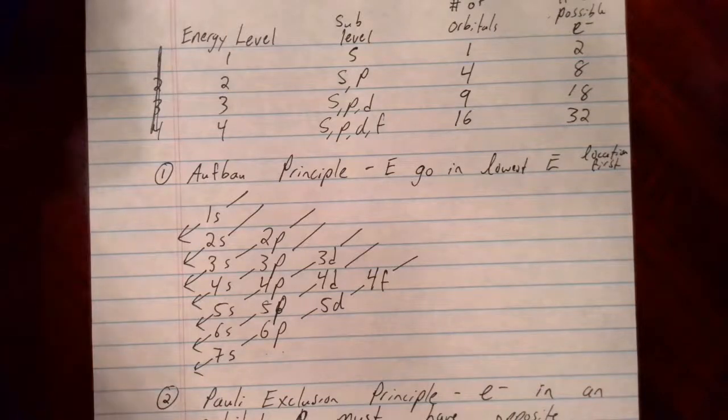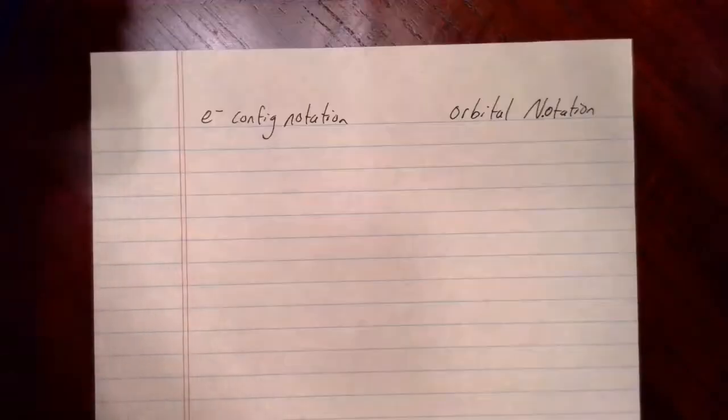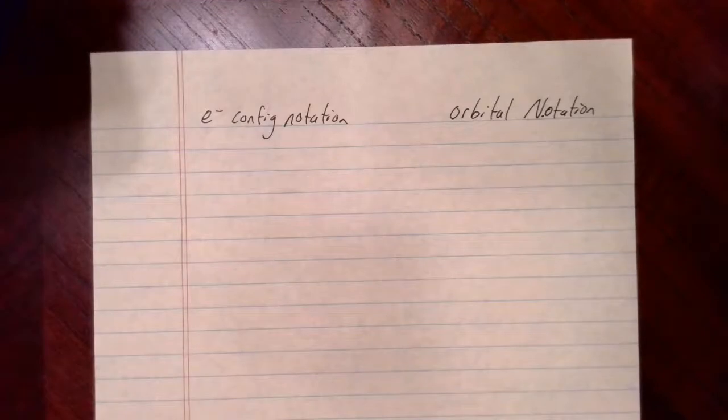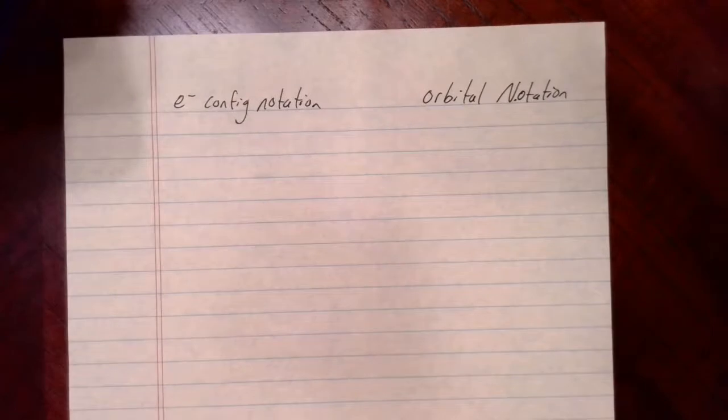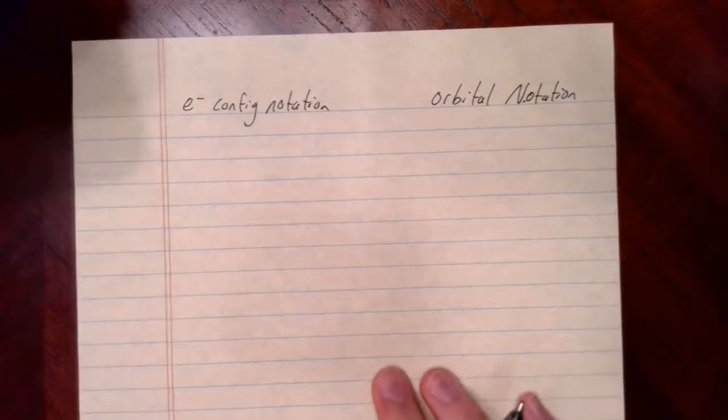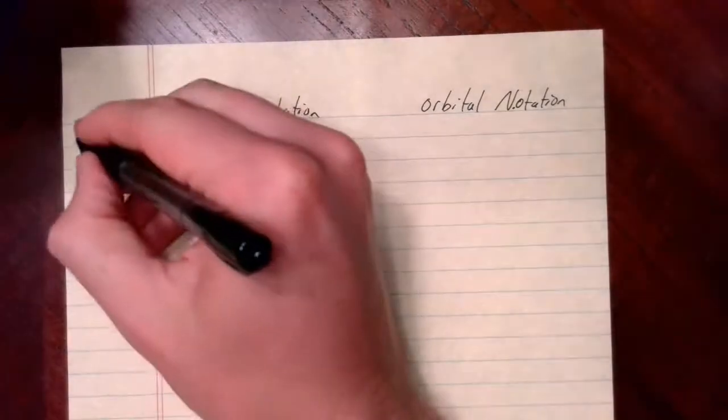Now we need to try and use these rules to write the electron configurations for some atoms. There are 2 basic ways that we show the electrons in an atom: the electron configuration notation and the orbital notation. We also have the noble gas configuration, which is an abbreviation that we'll go back and look at after we get these figured out. Let's start off with a simple atom. Let's start off with lithium.